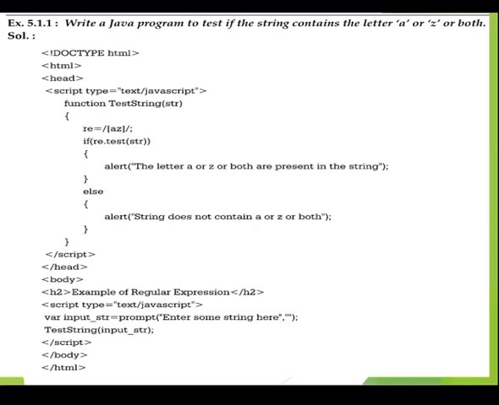Then we'll take a variable in order to enter your input string. So input_str is equal to a prompt box. Why is the prompt box used? The prompt box is basically used to take input from the user. That is, at runtime you are going to enter the string. So input_str is equal to prompt, in brackets, "Enter some string over here" in double quotes, then a comma, open and close double quotes, then close the bracket and give a semicolon.